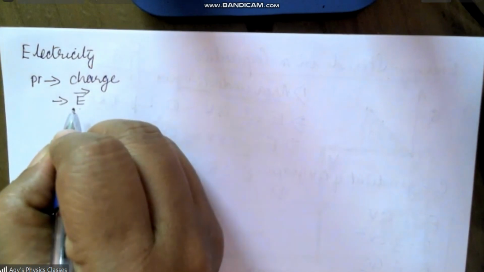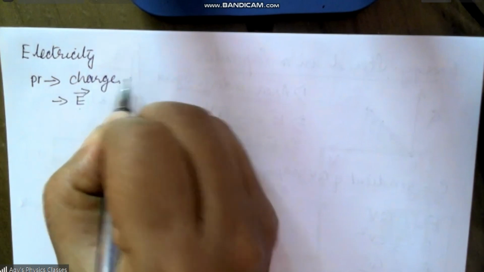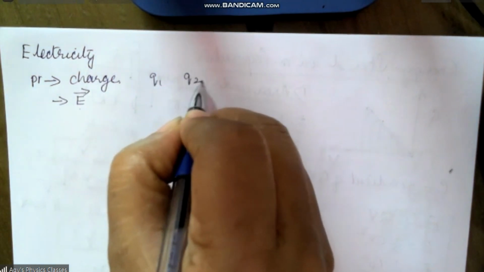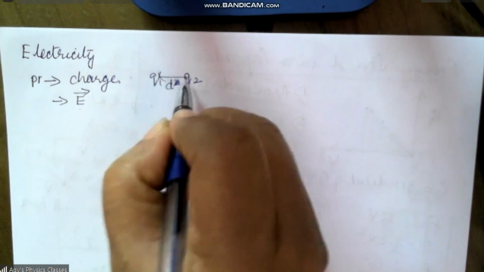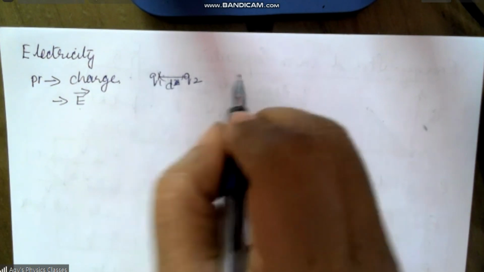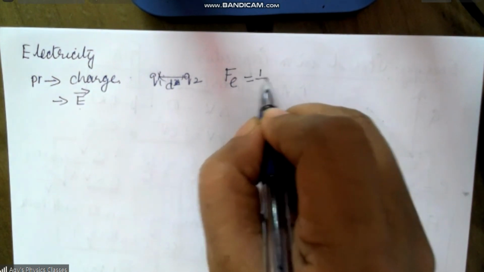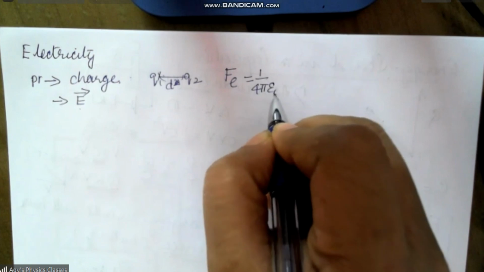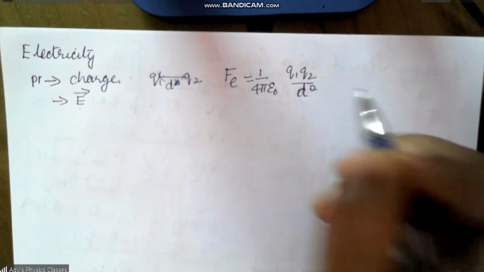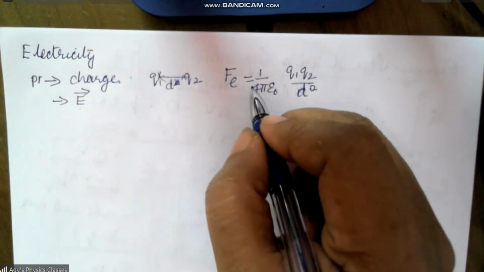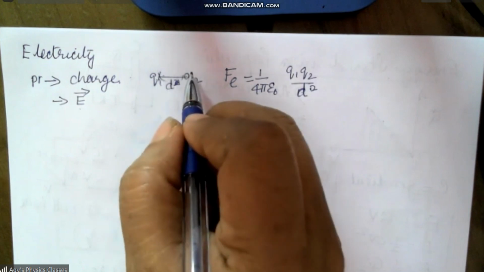The strength of the electric field is E. And two charges, Q1 and Q2, at a distance d apart, exert a force of attraction or repulsion. That force due to electric charge is equal to 1 by 4 pi epsilon naught Q1 Q2 by R square or D square. This is the force between two charges.